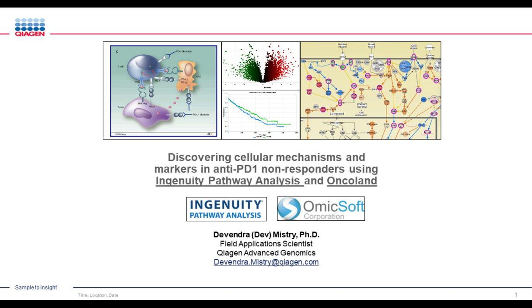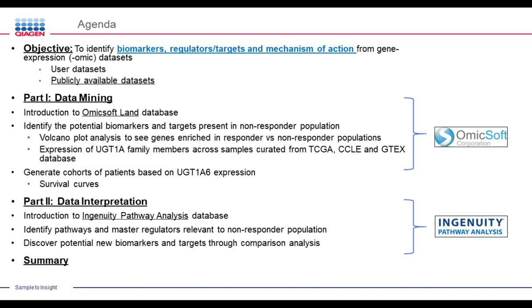So today we'll be looking at two different software. One is Ingenuity Pathway Analysis and another one is Oncoland from Omicsoft. We will learn how this software can be used to discover cellular mechanisms and biomarkers in pretty much any data set, but for this presentation we'll focus on an anti-PD1 non-responder data set from renal cell carcinoma.